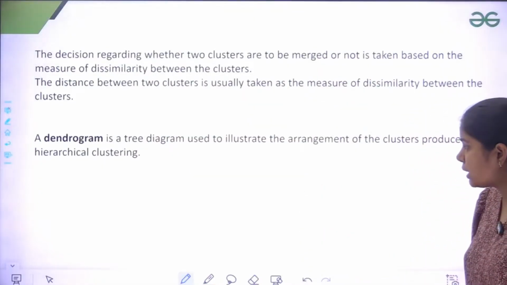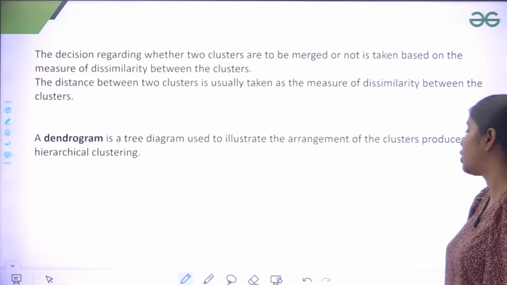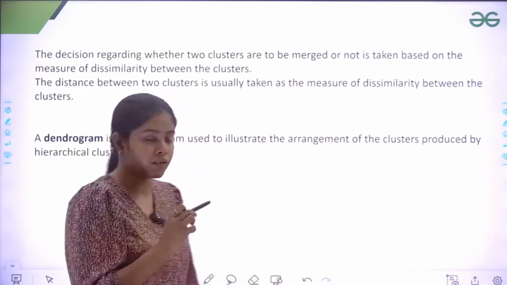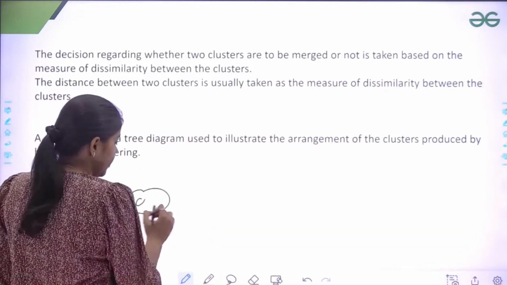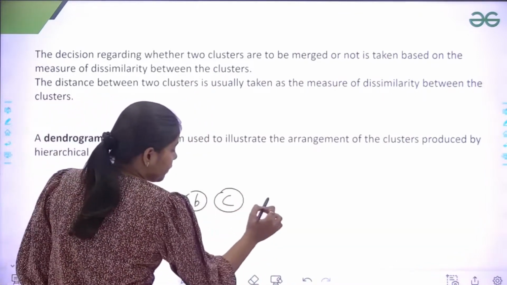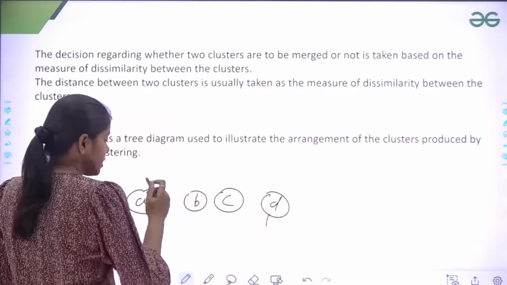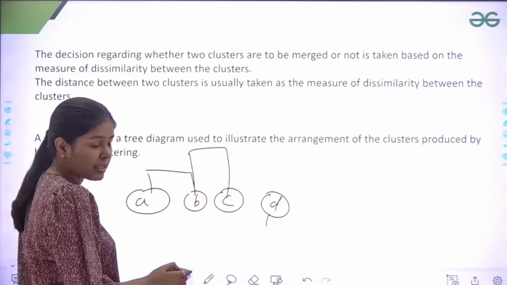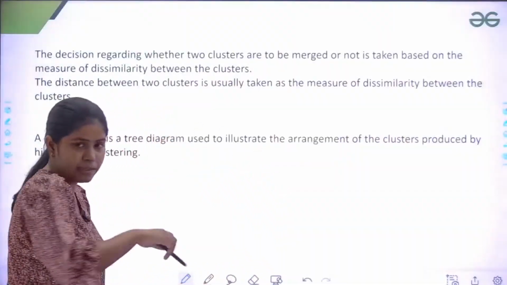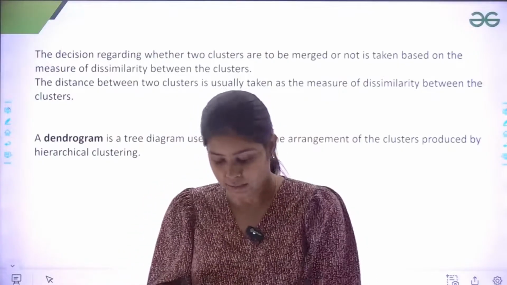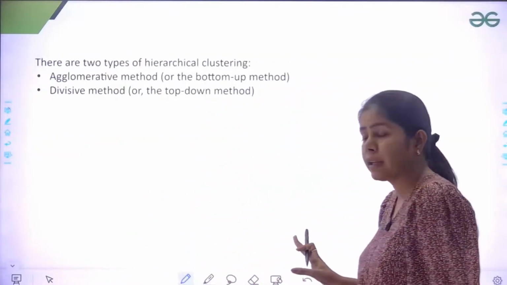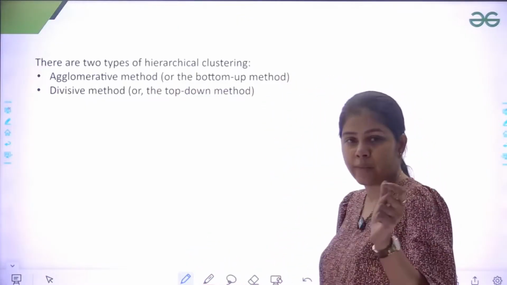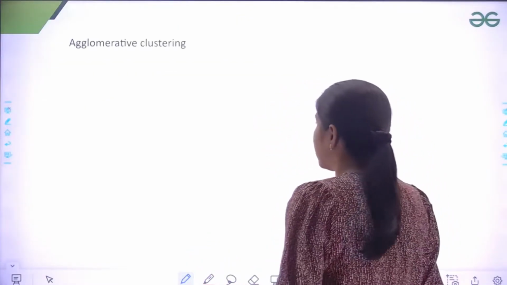A dendrogram is a tree diagram used to illustrate the arrangement of the clusters produced only by hierarchical clustering. So with A, B, C, I'm merging these one by one according to the distance. Let's suppose first I'm merging AB, then I'm merging ABC. So this would become a dendrogram. We'll see that in detail now. There are two types of hierarchical clustering: agglomerative and divisive. We'll see one by one what is agglomerative and what is divisive.